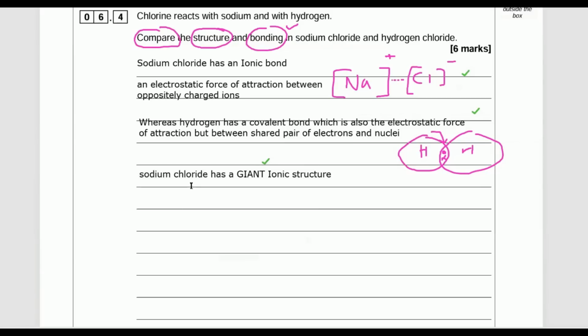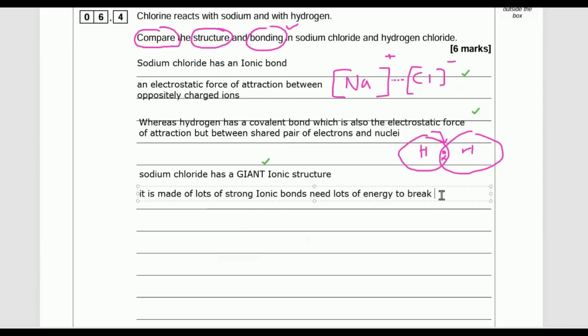As a giant ionic structure, what we want to say is it is made of lots of strong ionic bonds, need lots of energy to break. It doesn't really ask us to compare their properties. If I wanted to go into how it affects their properties, I'd say sodium chloride has a higher melting point. It's a solid at room temperature, whereas hydrogen's a gas. So I'd kind of explain that, but it doesn't really ask that. So maybe I shouldn't go into that. It'd be more streamlined if I didn't, and I'd be sticking to the question.